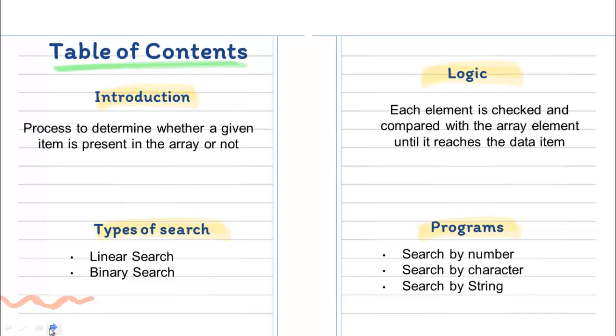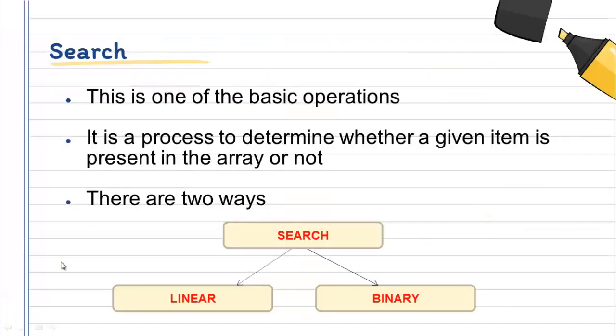There is a process to determine whether a given item is present in the array or not. We will see two different types of search, linear search and binary search. And what is the logic behind it? The logic is each element is checked and compared with the array element until it reaches the data item. And the programs that we are going to explore today is about search by number, search by character, and search by string. Come on, let's go.